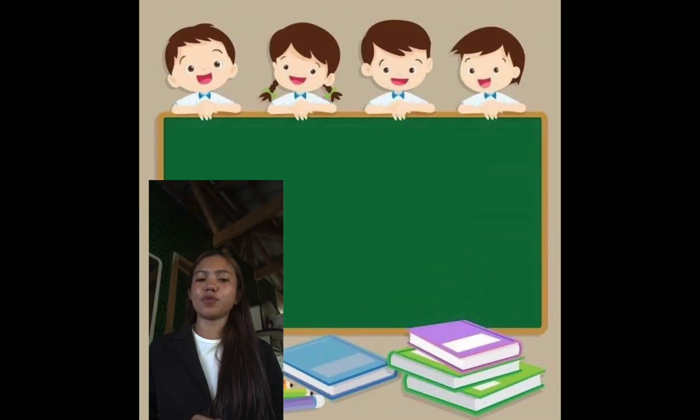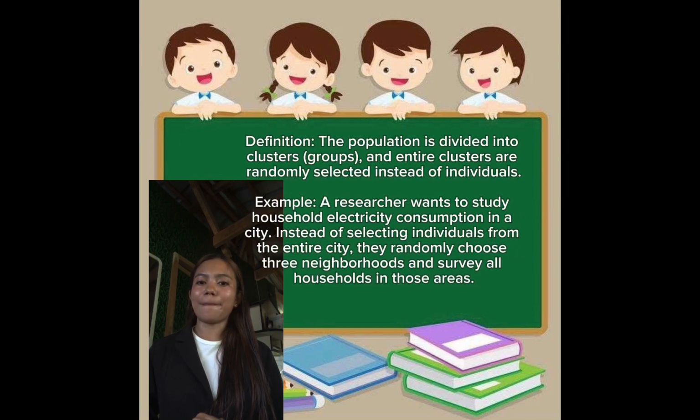The last type of probability sampling is what we call cluster sampling. So what is cluster sampling? Cluster sampling is when the population is divided into cluster groups and entire clusters are randomly selected instead of individuals. The example of cluster sampling is a researcher wants to study households' electricity consumption in a city. Instead of selecting individuals from the entire city, they randomly choose 3 neighborhoods and survey the households in those areas.